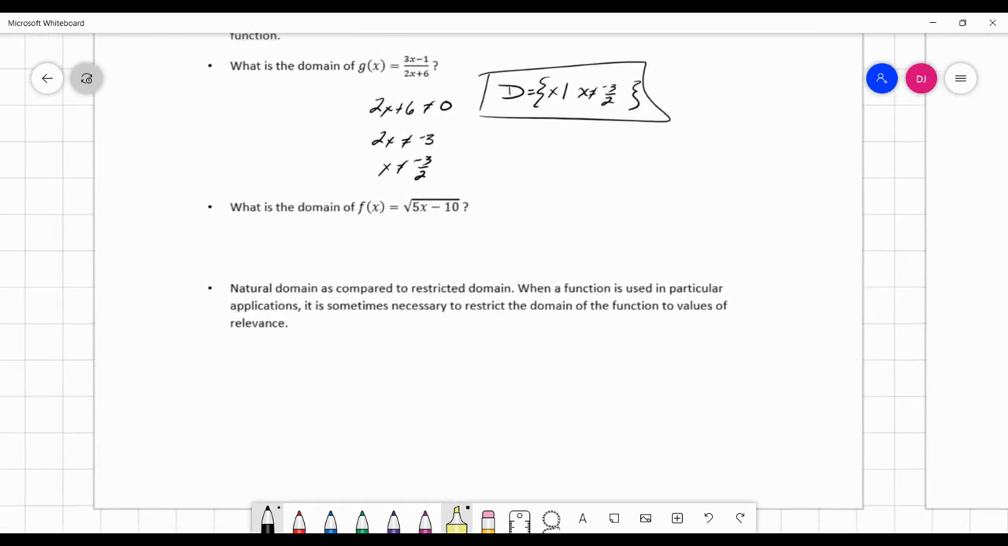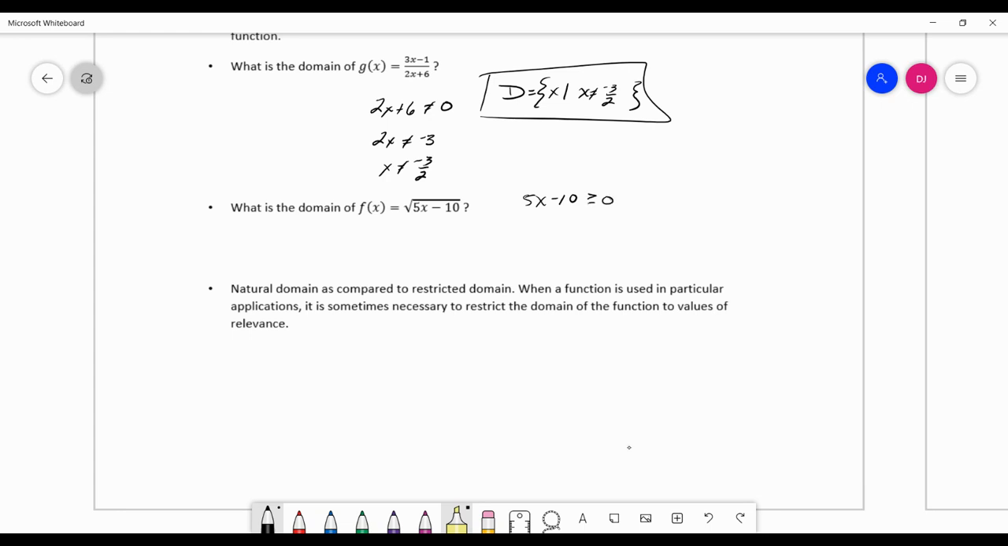Okay, so f of x equals the square root of 5x minus 10. This value, that 5x minus 10 that's underneath the radical, cannot be negative. It has to be greater than or equal to 0. It can equal 0. The square root of 0 is 0, since 0 times 0 is 0. It can be positive, any positive number. It just can't be negative.